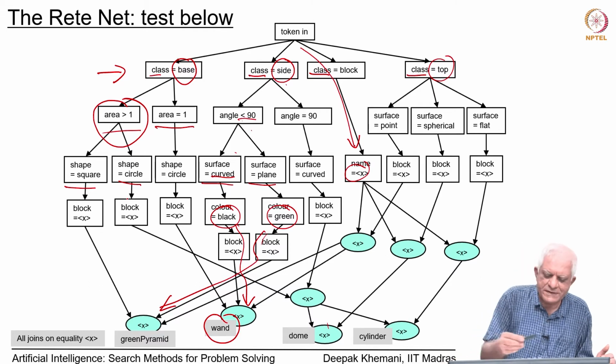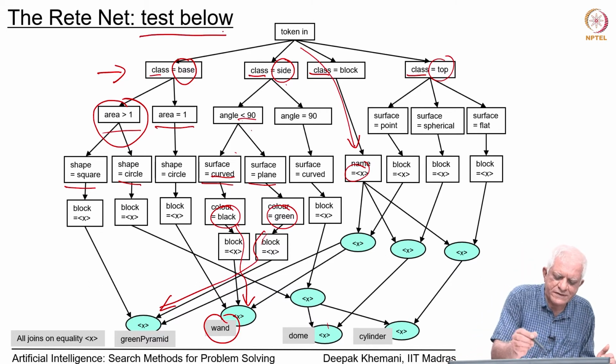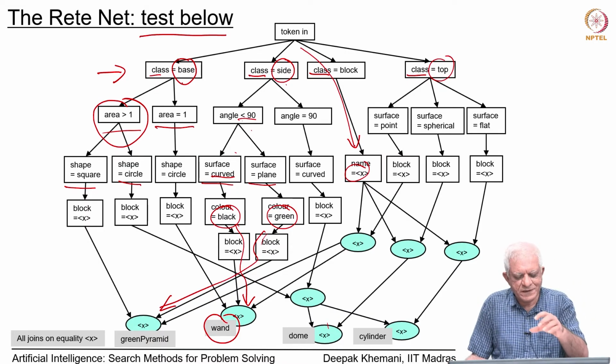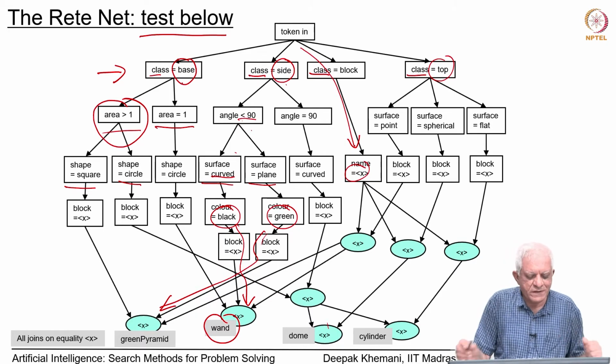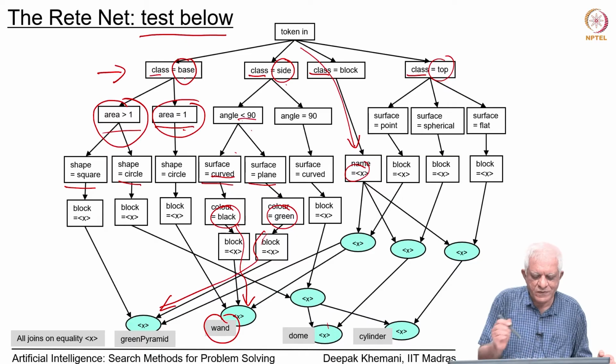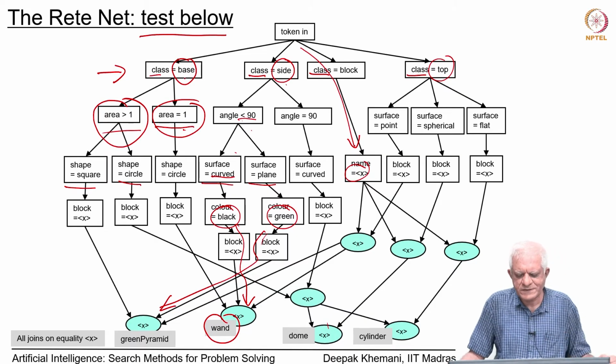Again, this is a concise representation where the test is shown in the node which is below. The node is testing, saying that the class name is base, so get that token here. This is saying the area is equal to 1, so get that token from there, and so on. We have not drawn the tests separately. When you implement, of course, you have to do that.